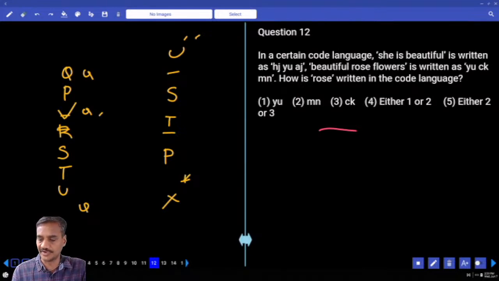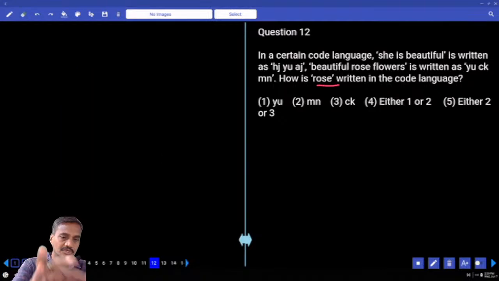Now here we need to find out the code given to the word rose. And what is the code to the word rose here? C is beautiful, and beautiful rose flowers. Then C and beautiful. Now what is the word that is common? Beautiful is the word that is common.